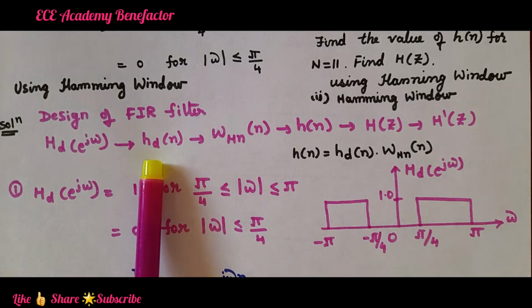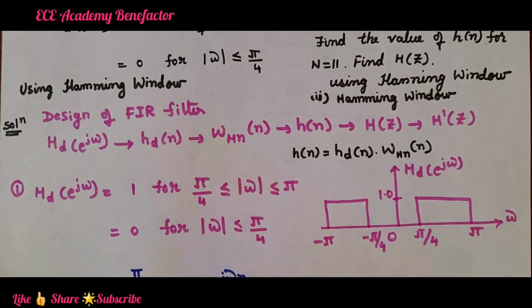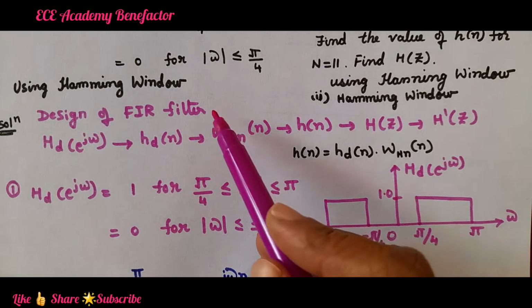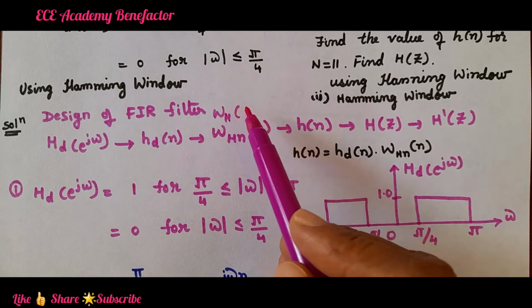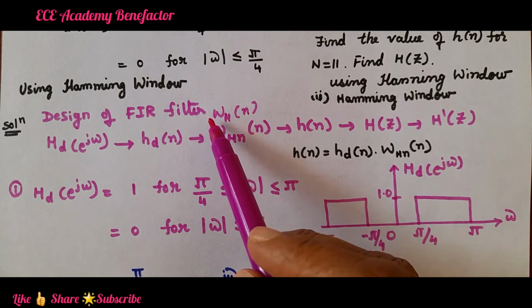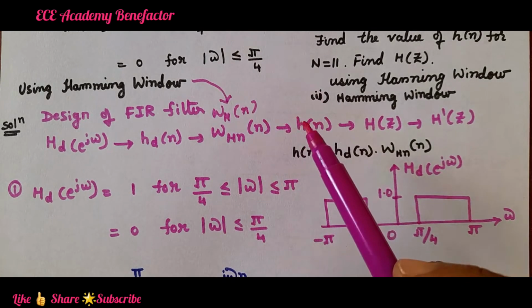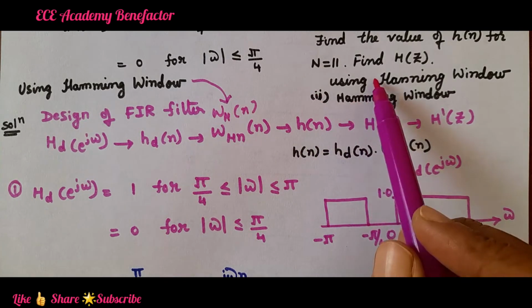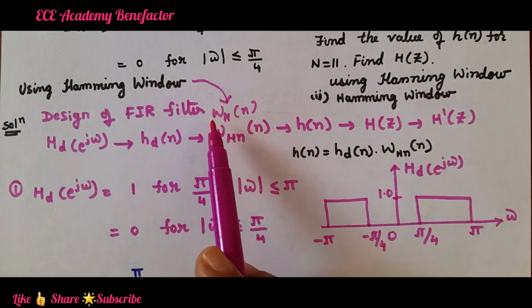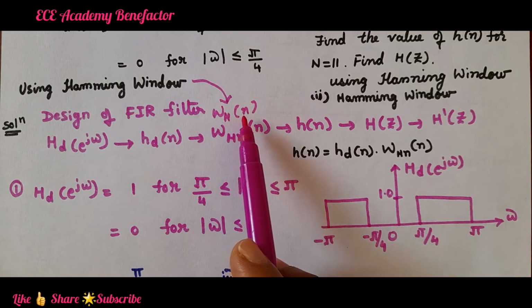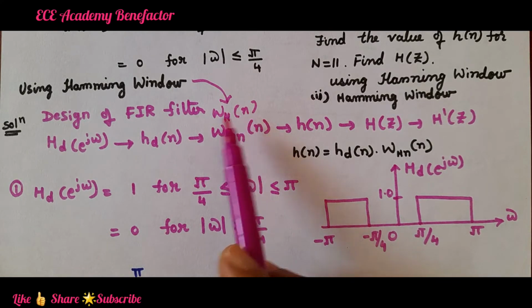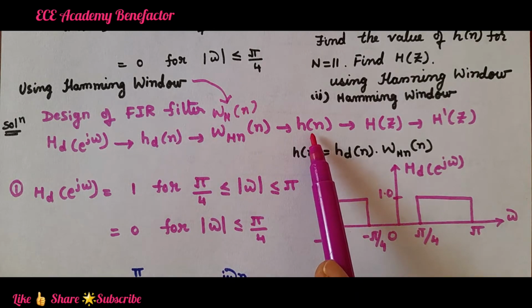First compute HD of n, and then we need to find the Hamming window, which is symbolically represented as WH of n. So, as we are doing for Hamming window, we will find WH of n coefficients. Then we will find h of n, that is the truncated impulse response or the finite filter coefficients.